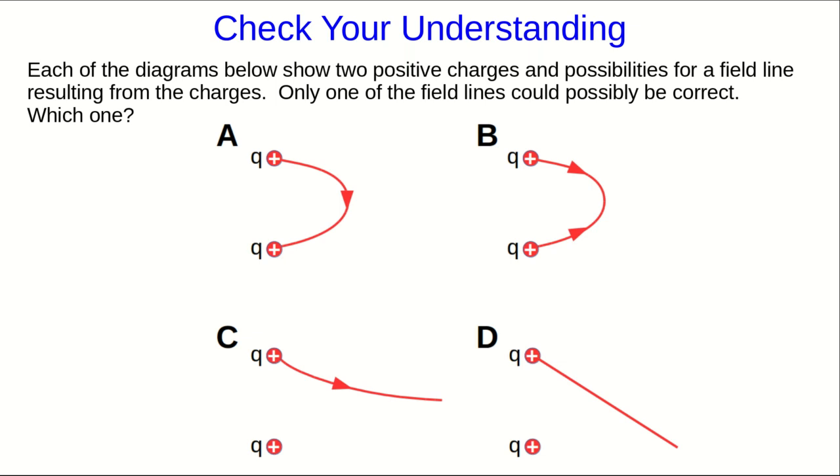So here are several diagrams showing a pair of positive charges and some possibilities for one of the field lines which might result from them. But only one of these field lines is possibly correct. So which one is the one that could be correct?